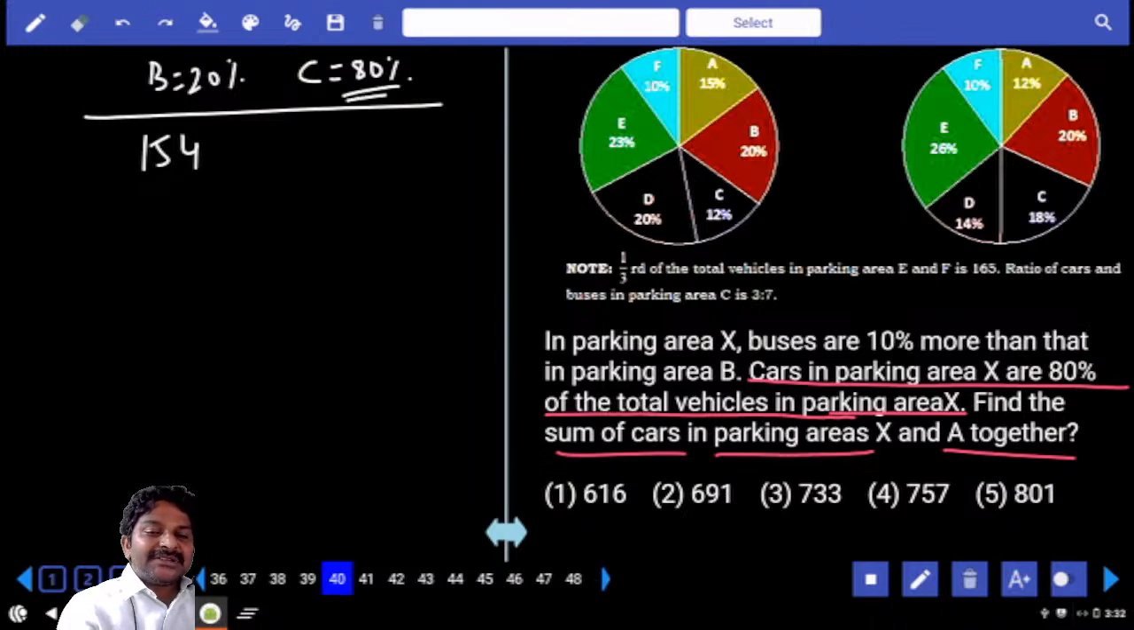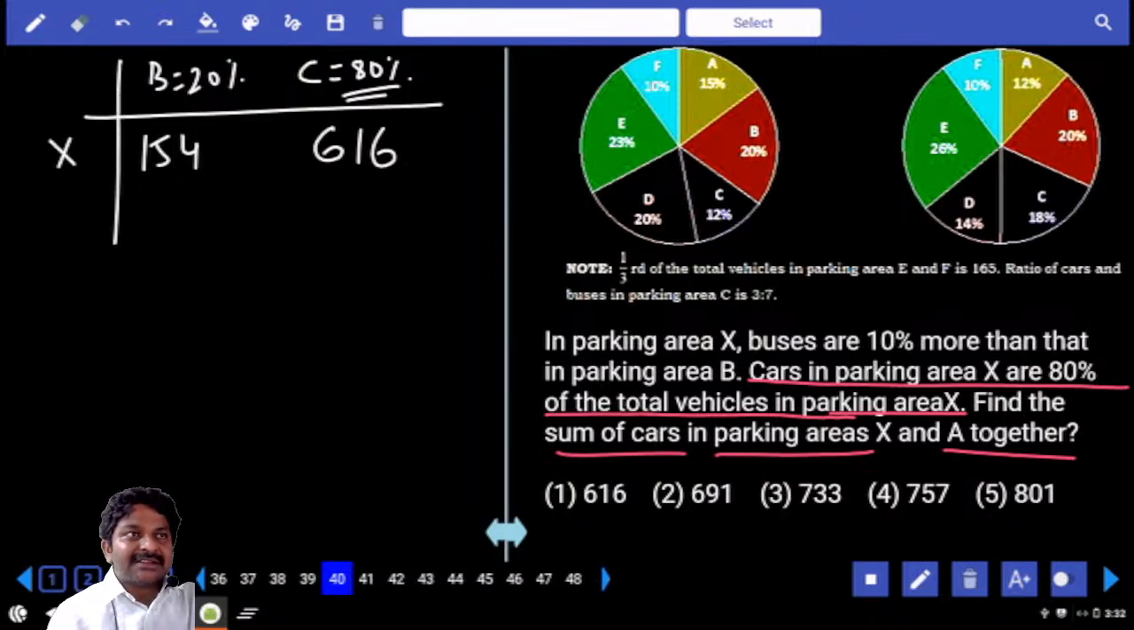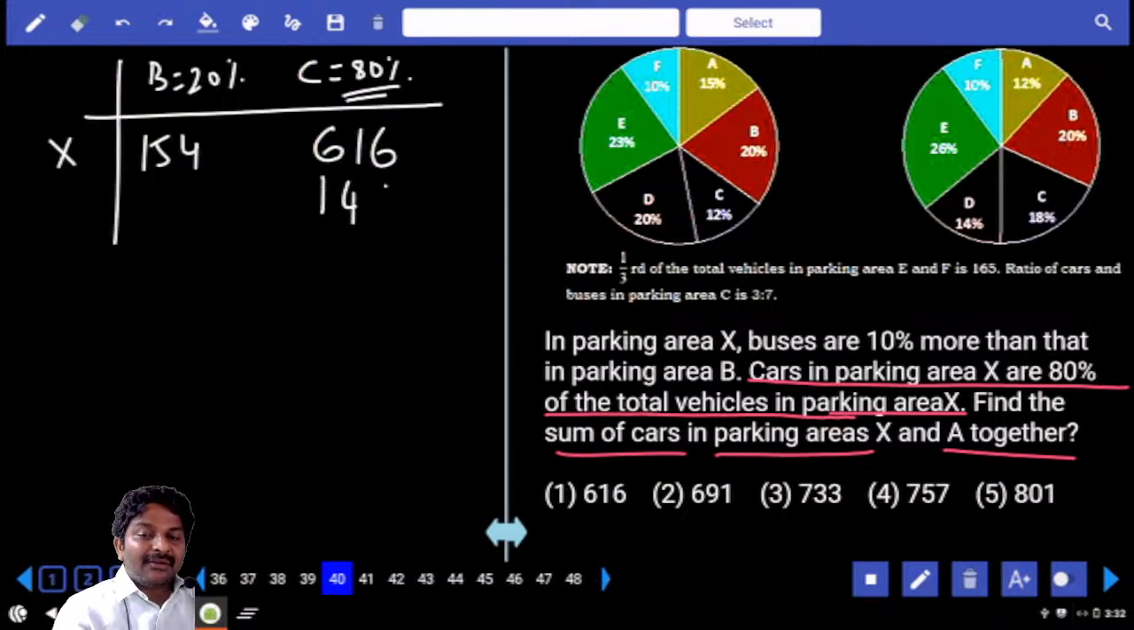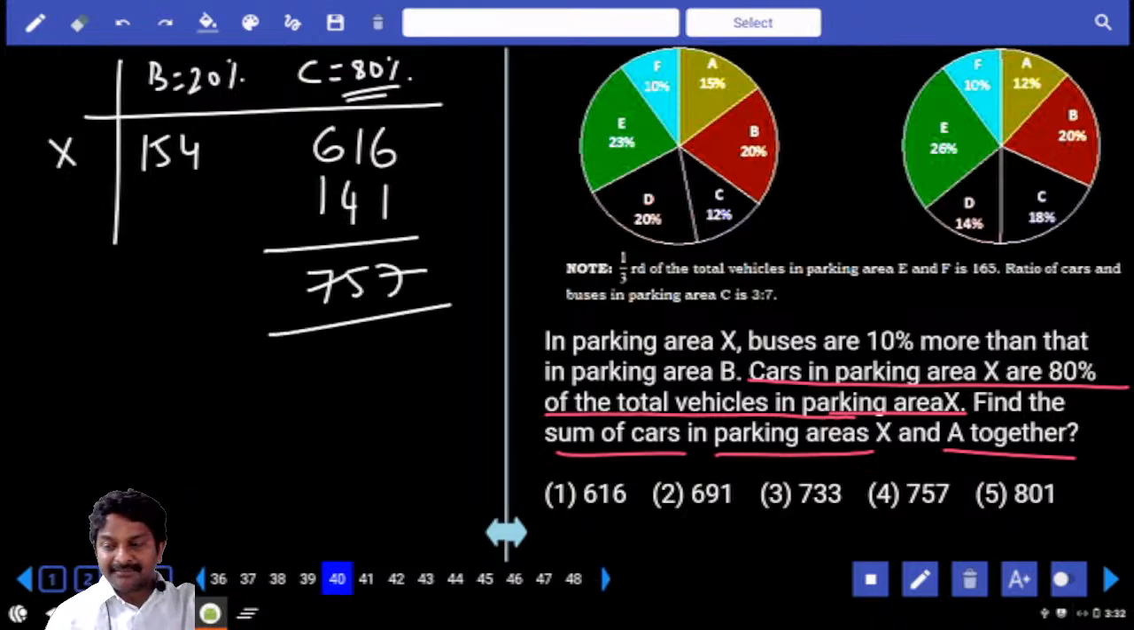Find the sum of cars in parking area X and A together. To get 80%, this number should be multiplied by 4 only. 154 times 4, 616. These are in X. But we were asked to calculate the sum of cars in X and A. In A, how many cars are there? 141. We need to add both the numbers. 757.